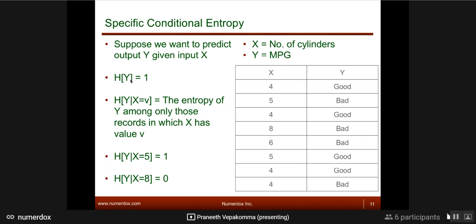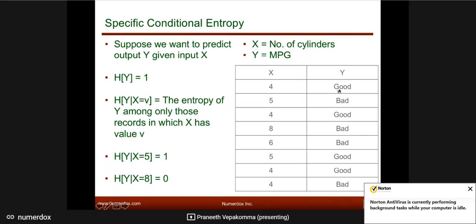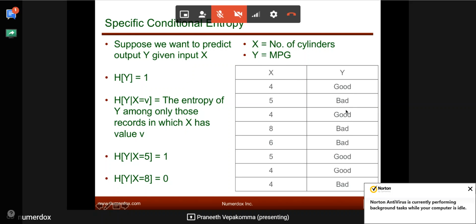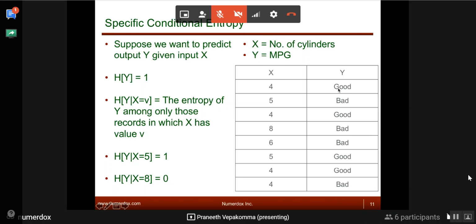Now let's see. How many goods and how many bads do we have? 1, 2, 3, 4 goods, and 1, 2, 3, 4 bads. So in this particular data set, good and bad are both exactly equally likely. So it is a uniform distribution, right? 4 counts of good, 4 counts of bad. Probability is also half and half.